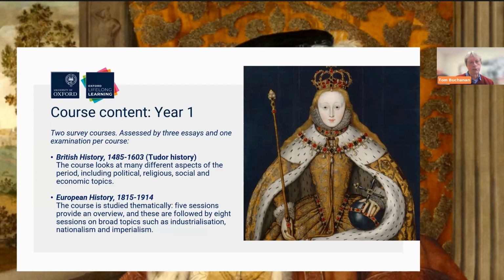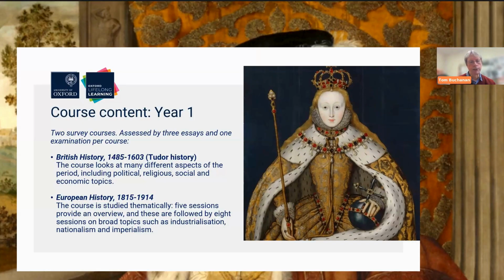We look at many different aspects of that period, politics, religion, social and economic topics, as well as discussing some of the marvelous images that we've got, one on the screen there, the ways in which monarchs presented themselves and used the power of the image to project their role as monarch and so on.